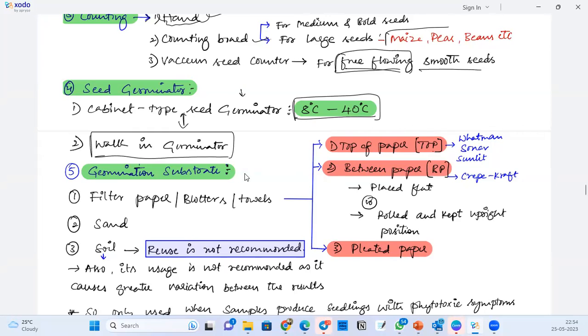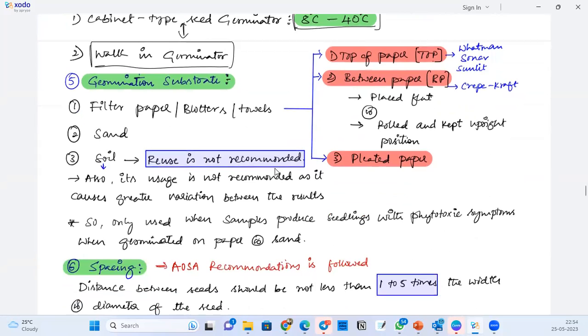So next, substrate. What are the substrates that are usually used for germination? We cannot use soil directly. In laboratory conditions, we do not have soil, or we can also use soil only in the pot, not on the land. So firstly, the more convenient way is to use the filter paper, also called blotter paper.